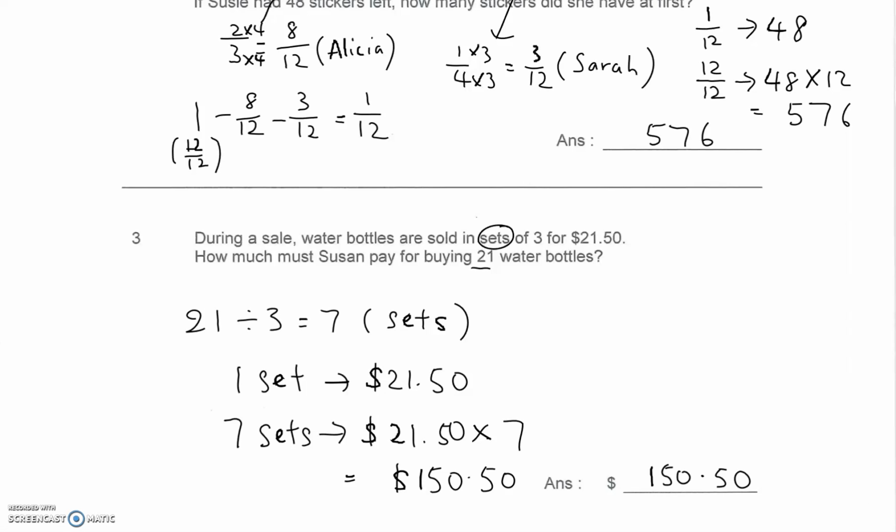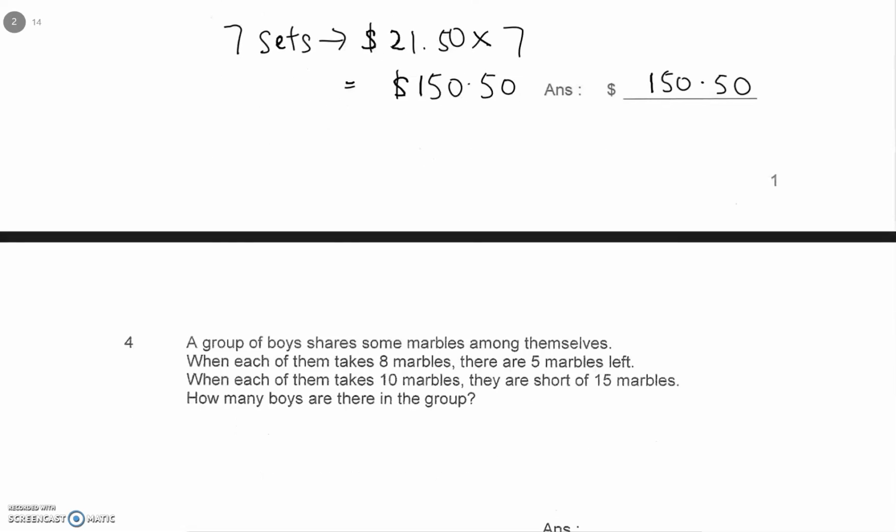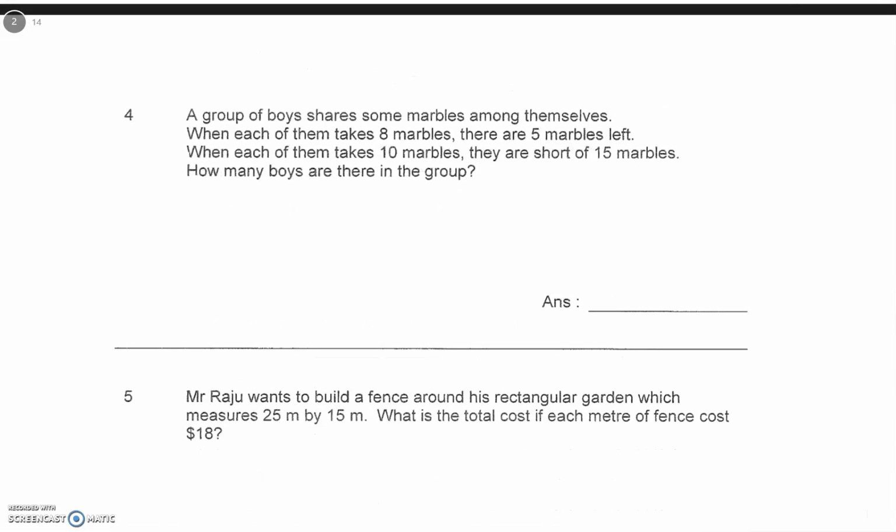Alright, now let's go on to question 4. Question 4 says this. You have a group of boys sharing some marbles among themselves. The problem is you don't know how many boys there are in this group. So they have given you 2 different clues. It's like clues to a puzzle. Now the first clue says this. If each of them takes 8 marbles, there are 5 marbles left.